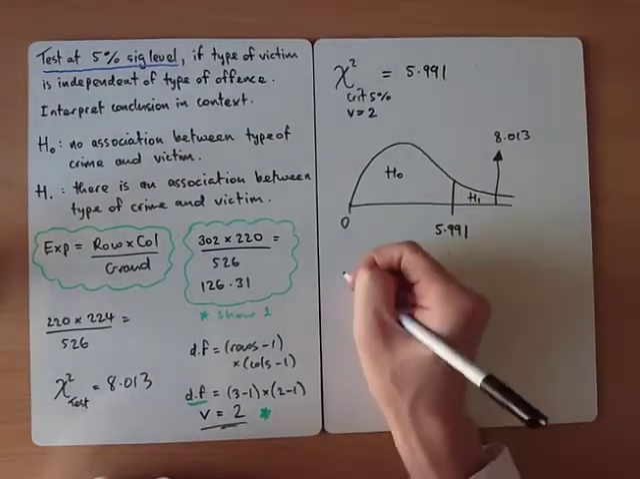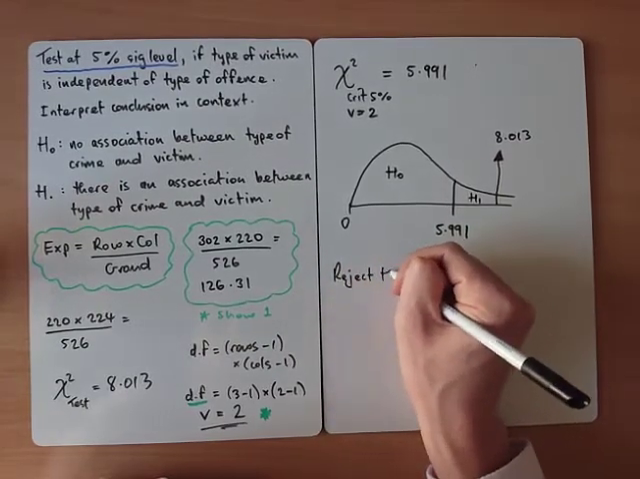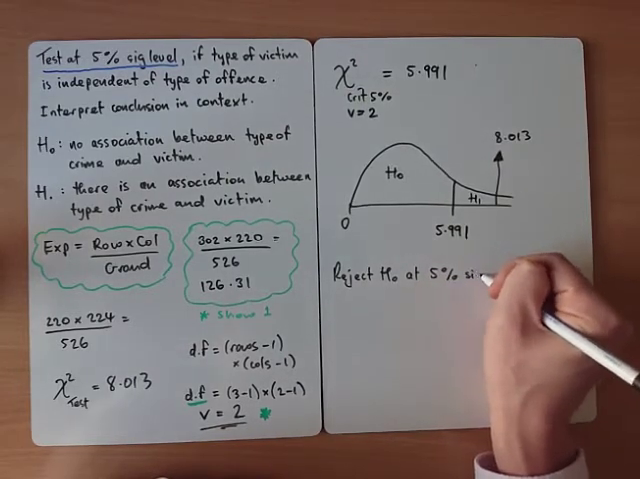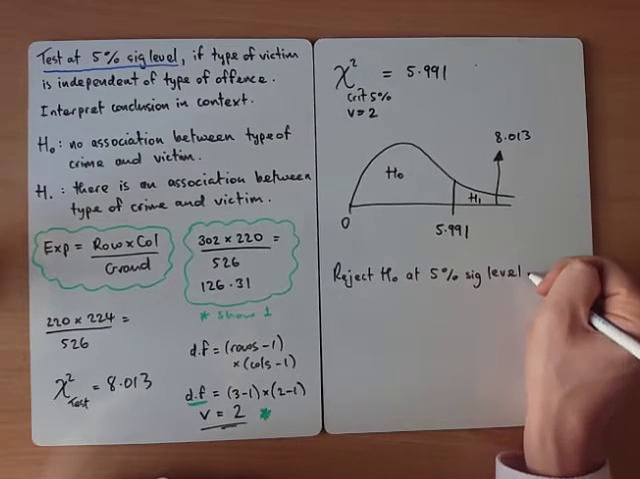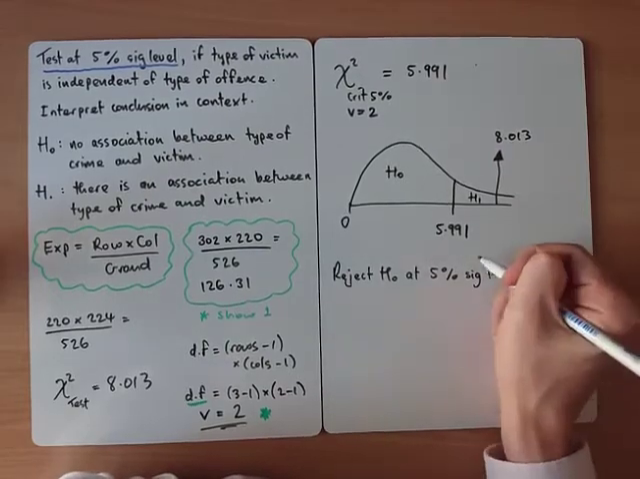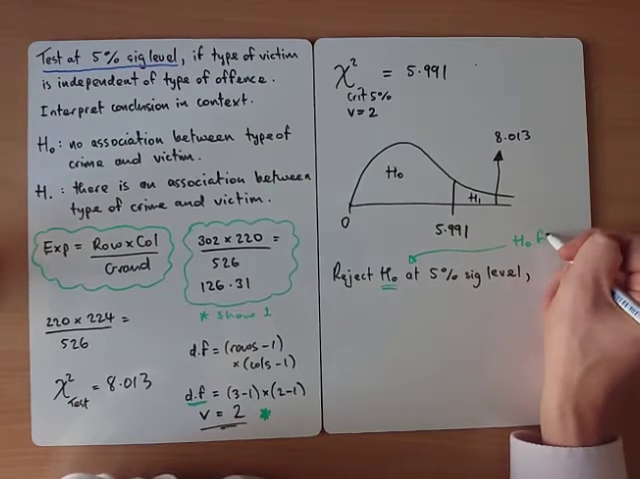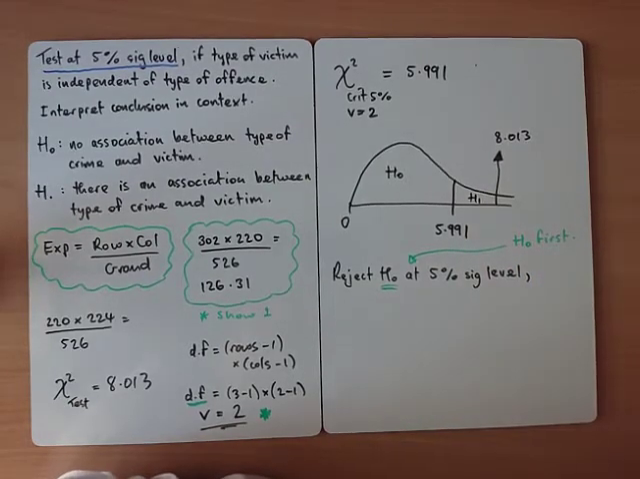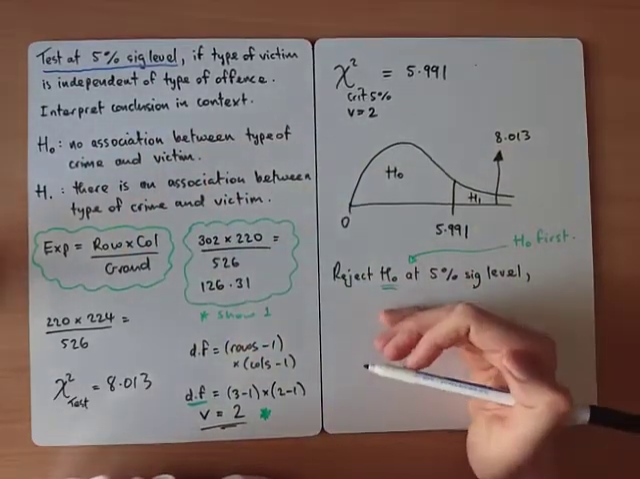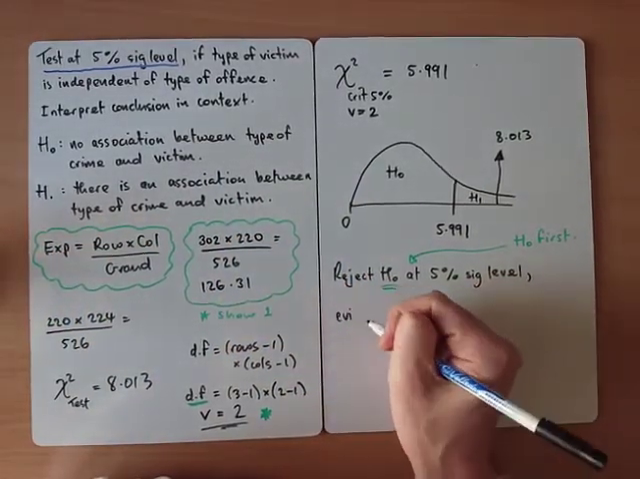Okay? And we'll start by saying reject H naught at the 5% significance level. The way I want you to set out your conclusion is that you always refer to H naught first. But then we need to comment in context. And when we comment, we're commenting on H1. I would say evidence, never write a definite statement.